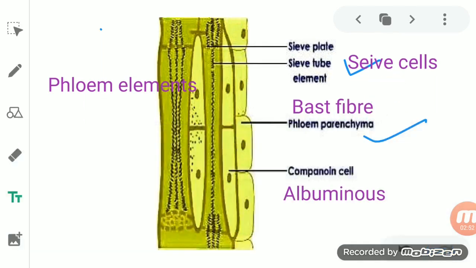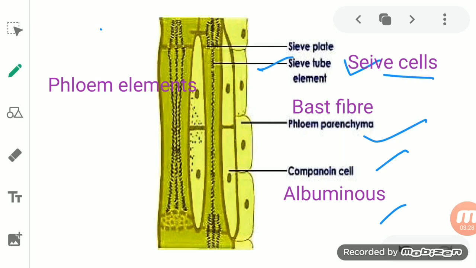Okay, so these are the different elements of the phloem. The first one is the sieve tube or sieve cell. The second one is the companion cell or albuminous cell. The third one is the phloem parenchyma. And the last is the phloem fiber, which is a sclerenchymatous cell, also known as bast fiber. Now, what is the difference between the sieve tube and sieve cells, students?